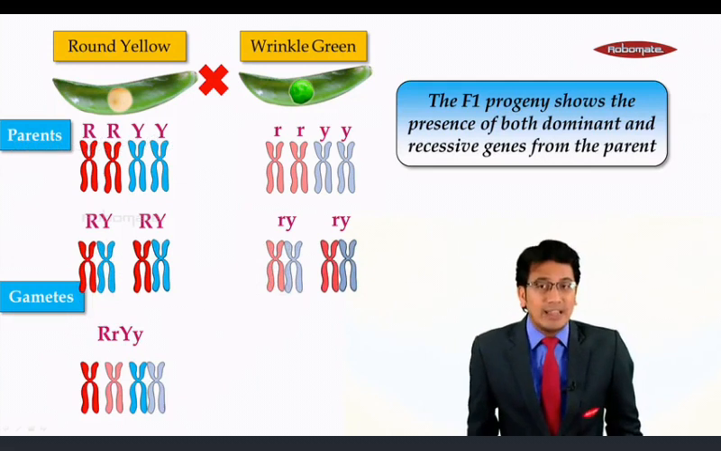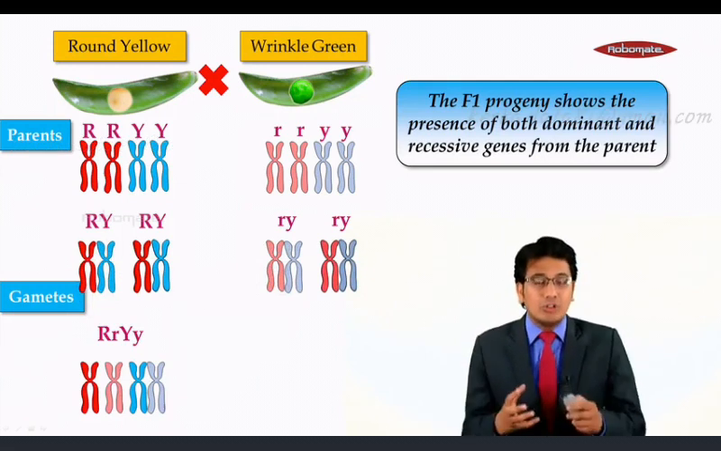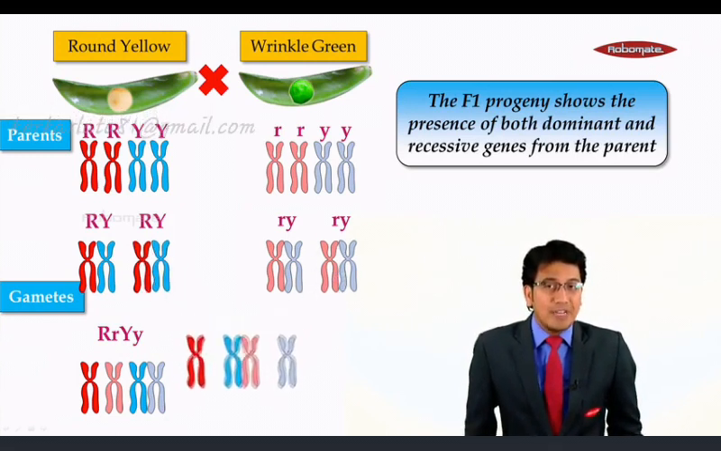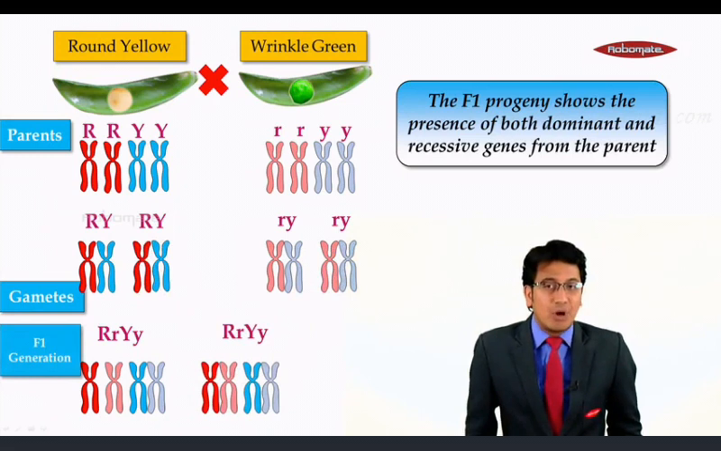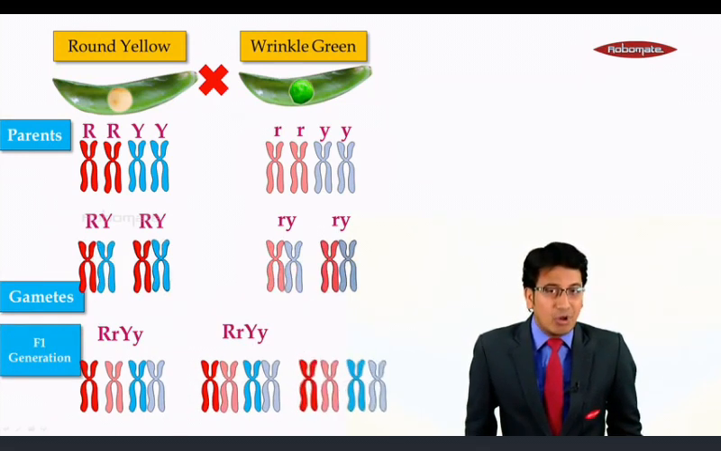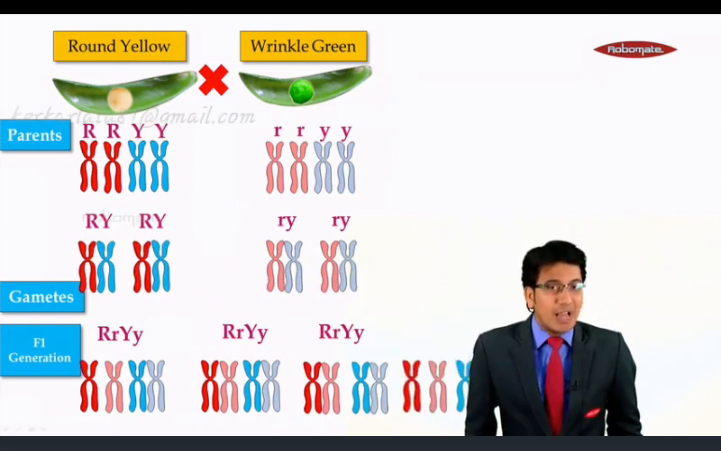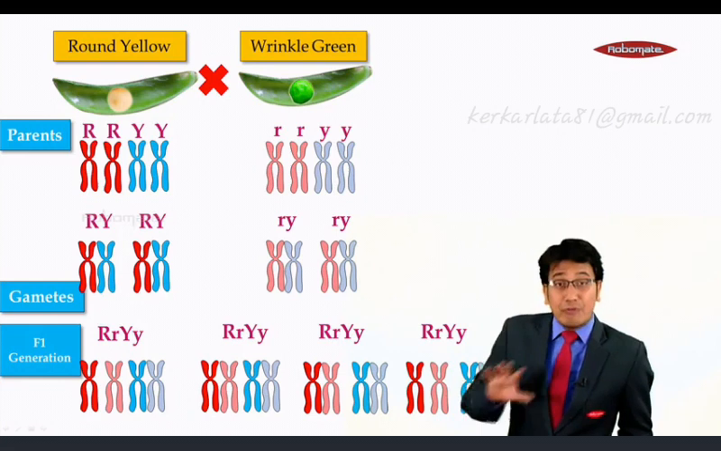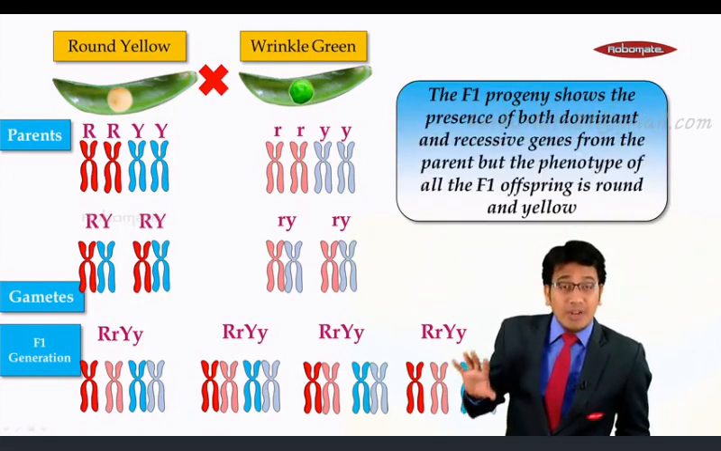And when these cells come together, when these chromosomes come together, they make capital R, small r, capital Y, small y, and so on for each combination. So we can see the appearance of all of them will be round and yellow.